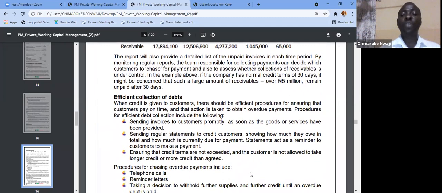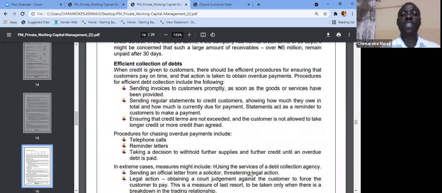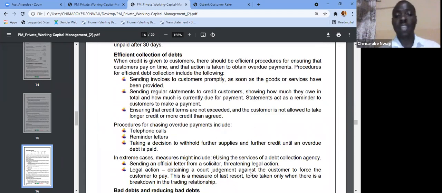Then you will also have an efficient collection system for your debts. When debt is given to customers, there should be an efficient procedure for ensuring that customers pay on time. What are those things you should do to ensure that customers pay on time? One is sending invoices to customers promptly as the goods or services have been provided. What is the advantage of sending these invoices?